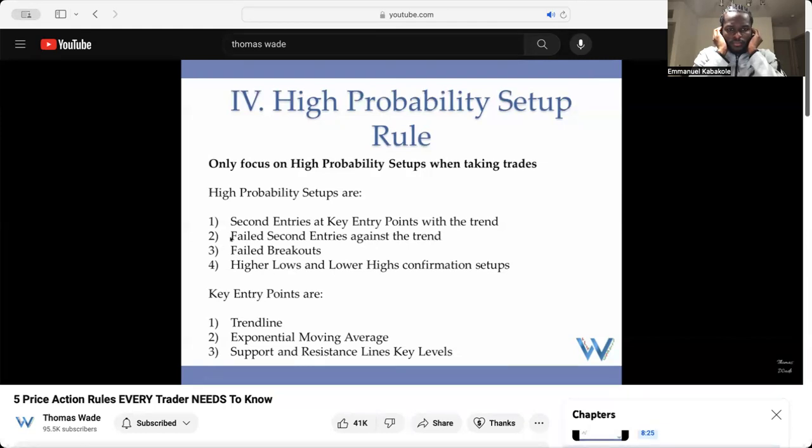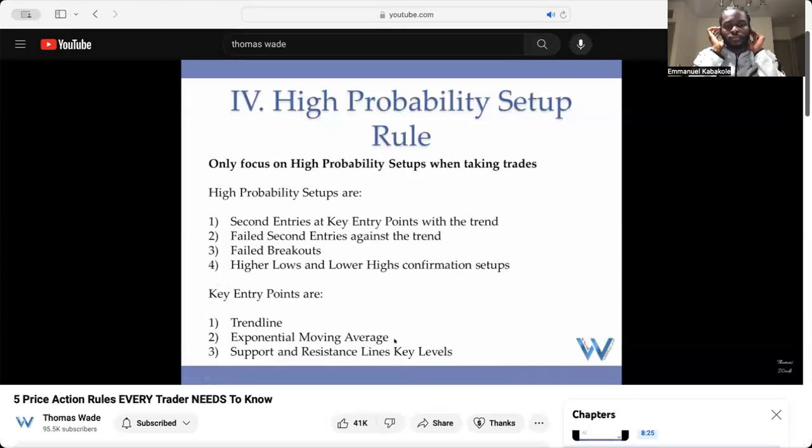So what is a high probability setup? A high probability setup is a second entry at a key entry point in the direction of a trend. It is a failed second entry that goes against the current trend, failed breakouts, or higher lows, lower highs confirmation setups. Now, these setups don't mean anything on their own. If we want to take a high probability setup, we need to combine it with the key entry point. This is the place on the chart where a high probability setup can appear. Now, a key entry point is a trend line, a support or resistance line, or an exponential moving average.